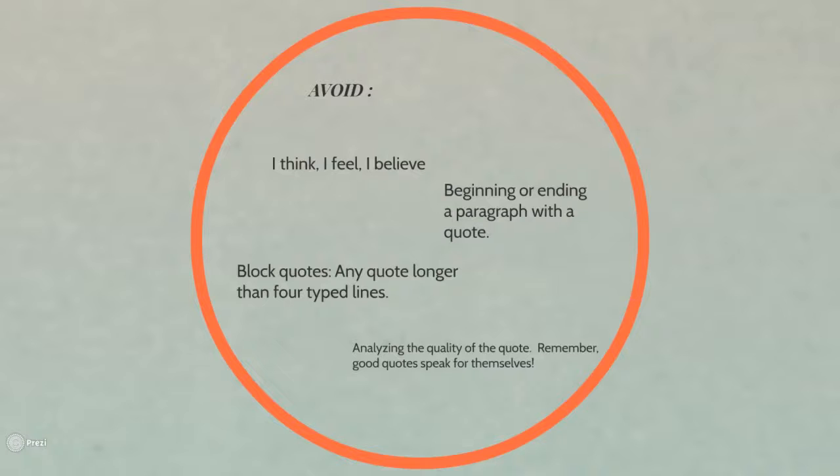You want to avoid beginning or ending a paragraph with a quote because you've missed some of the vital framework we've been discussing here. If you begin a paragraph with a quote, then you've missed that introduction and integration step. If you end a paragraph with a quote, then you've missed the interpretation or explanation, the sentence or two that should follow the quote, explaining what the quote means in your own words.